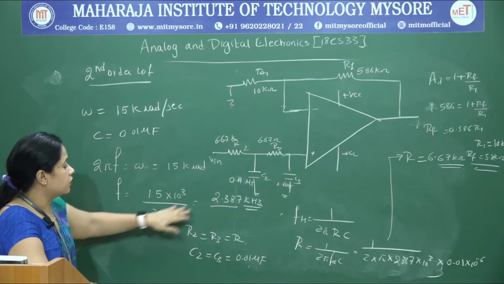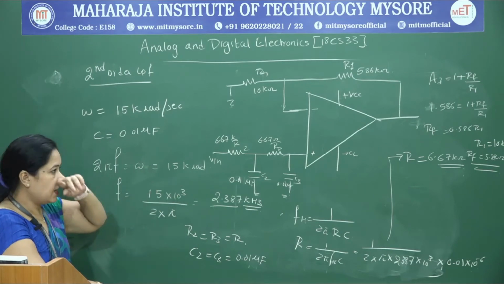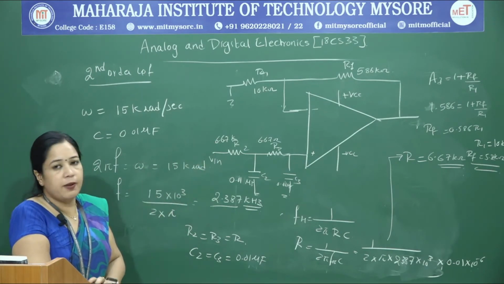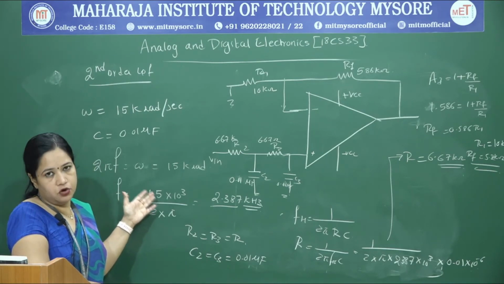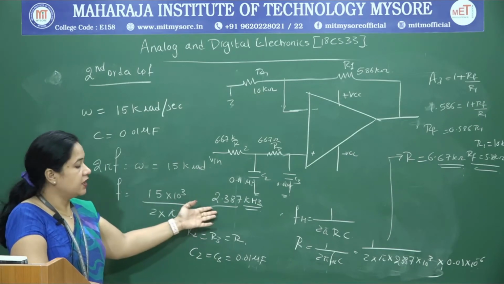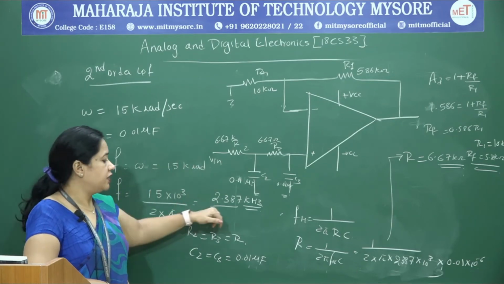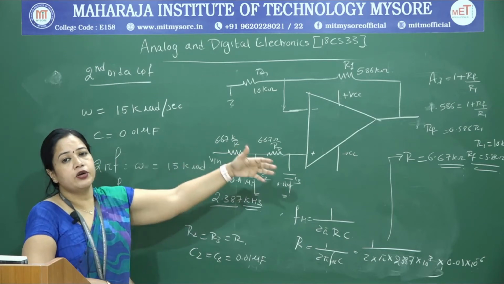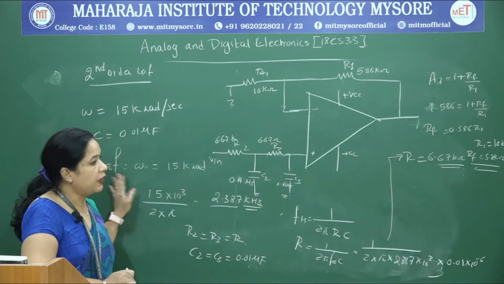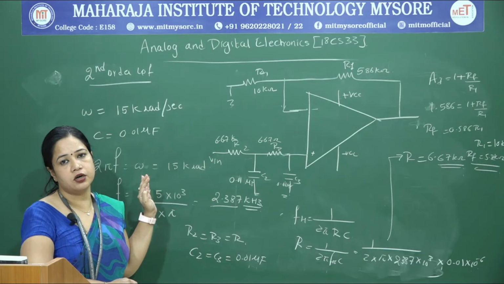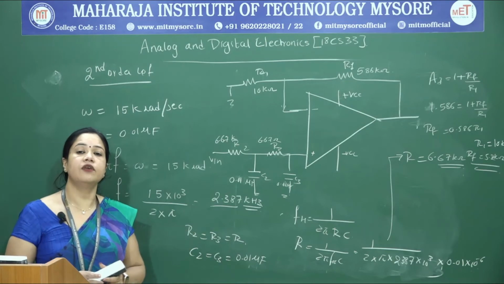It has been designed for a cutoff frequency of 2.387 kilohertz, and because it is a second order filter, we will get a pass band gain of 1.586. What you observe is this is a low pass filter which has been designed for this particular frequency, which allows all frequencies below 2.387 kilohertz to be passed with the highest pass band gain of 1.586, and beyond 2.387 kilohertz it rolls down at a rate of 40 decibel per decade. We will take up one more problem on second order filter before we take up the design of a high pass filter.